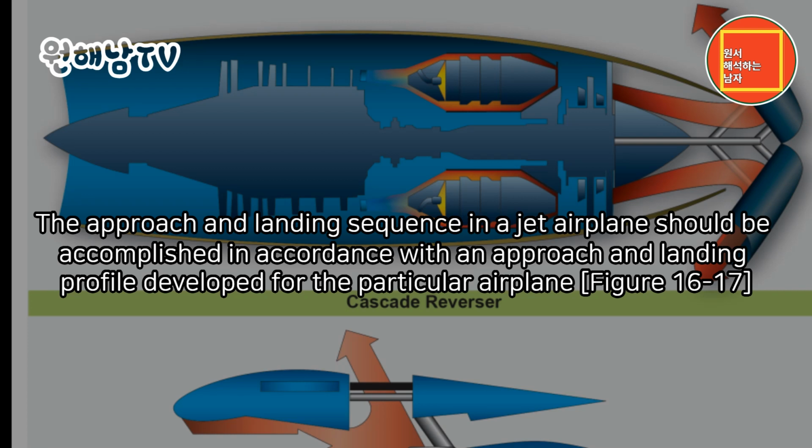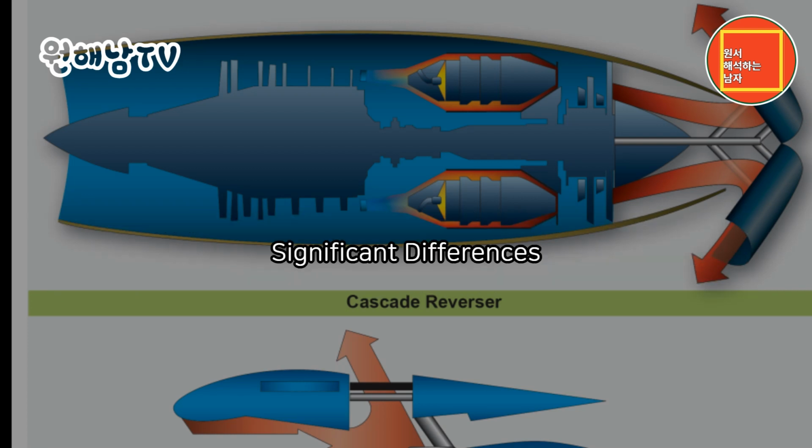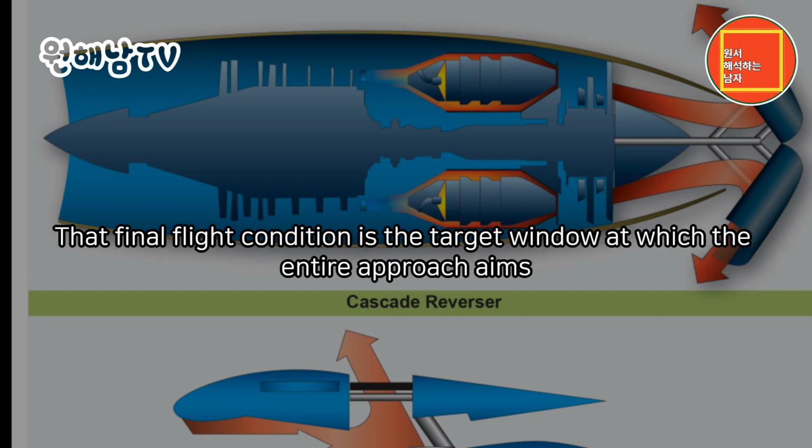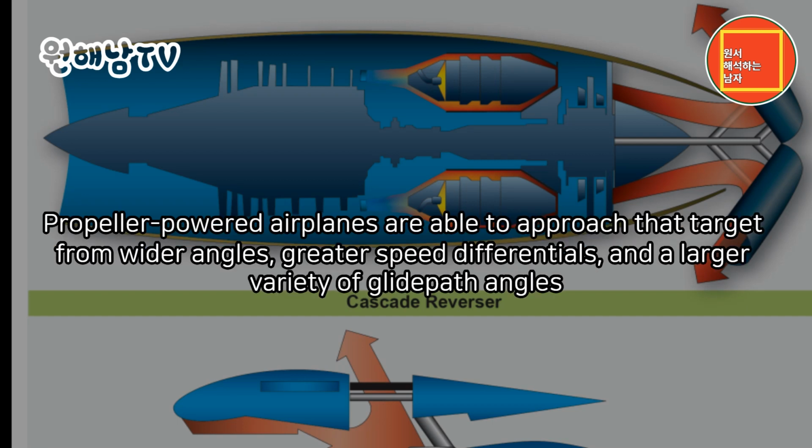Figure 16-17. Significant differences. A safe approach in any type of airplane culminates in a particular position, speed, and height over the runway threshold. That final flight condition is the target window at which the entire approach aims. Propeller-powered airplanes are able to approach that target from wider angles, greater speed differentials, and a larger variety of glide path angles.